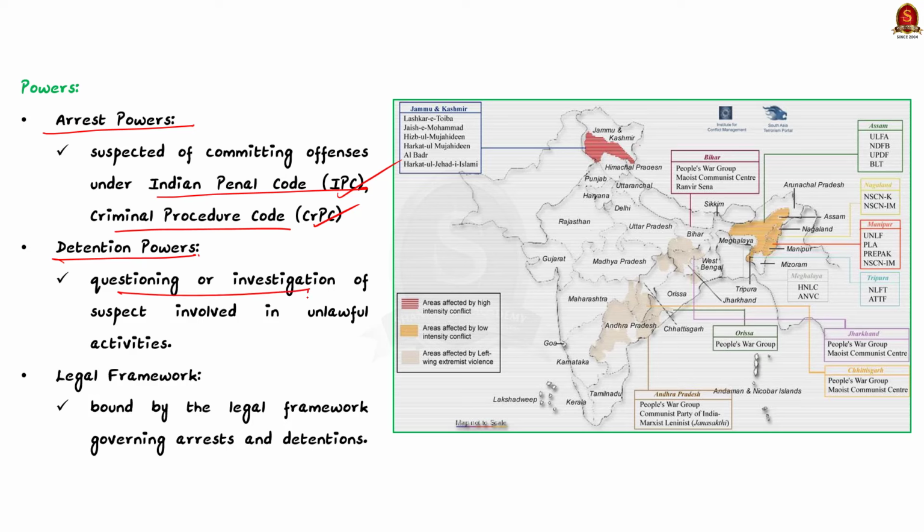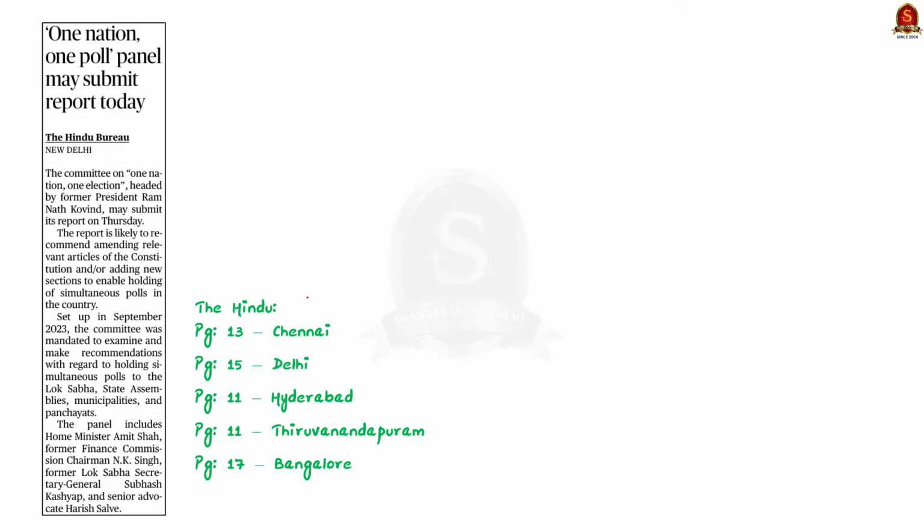Now coming to the detention powers, CRPF may detain an individual for questioning or investigation if they are suspected of involvement in unlawful activities or pose a threat to public safety and security. However, detention must comply with the legal procedures and safeguards outlined in the Constitution of India. So these are about the arresting and detention powers of CRPF. So this is all about the article. With this, let us move on to the next news article discussion.